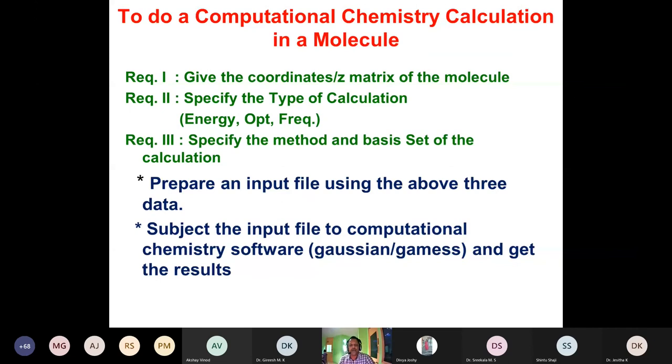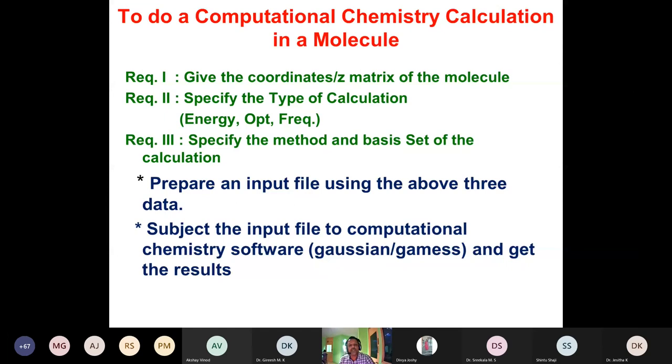So sketch a molecule like water molecule or hydrogen atom or methane molecule using a software, save its coordinates, then specify the job type, or what you want to calculate in that molecule: energy of the molecule, or optimize the given geometry of the molecule, or find the frequency of vibration of bonds in the molecule. So specify the type of calculation and specify the method, that means whether HF method or DFT method is used in the calculation. Specify a basis set for the calculation.